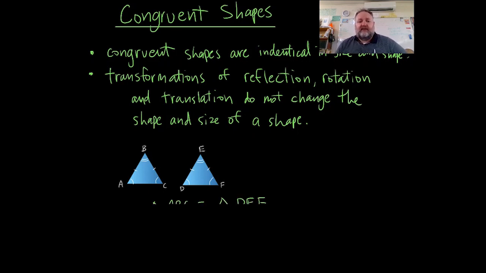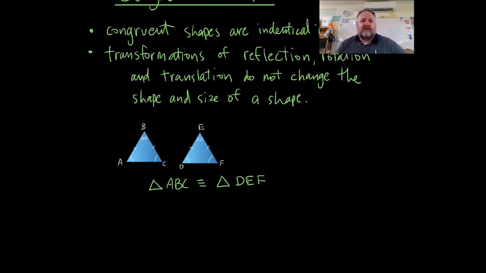And the way we would write that is we would say the triangle ABC is congruent, that's what this sign right here means, to triangle DEF. So we can see that those two shapes are congruent.